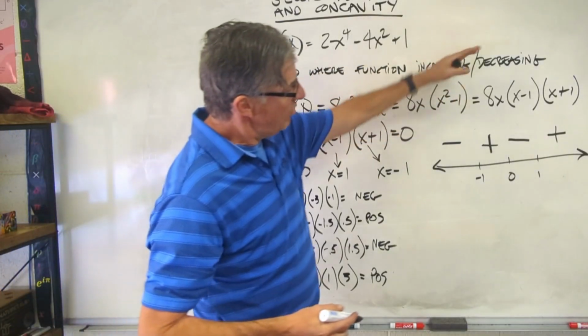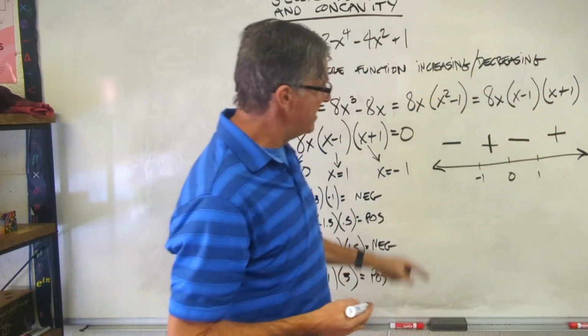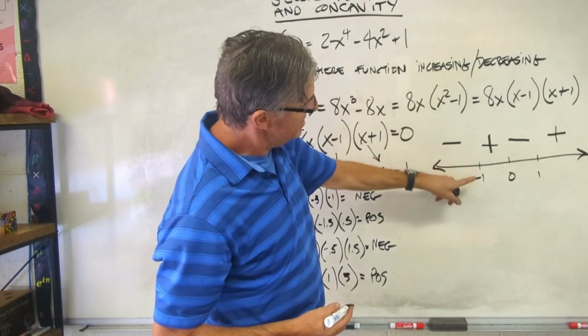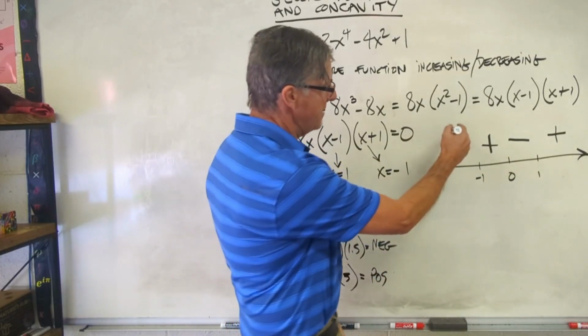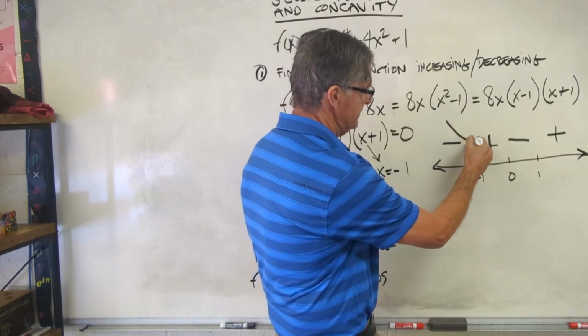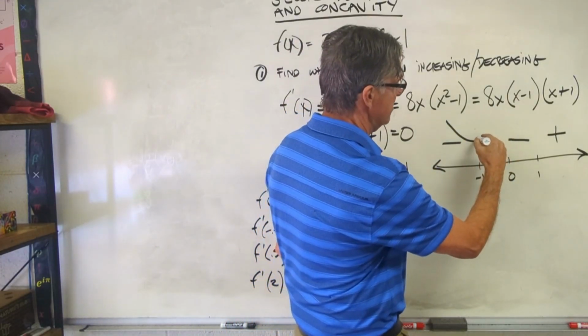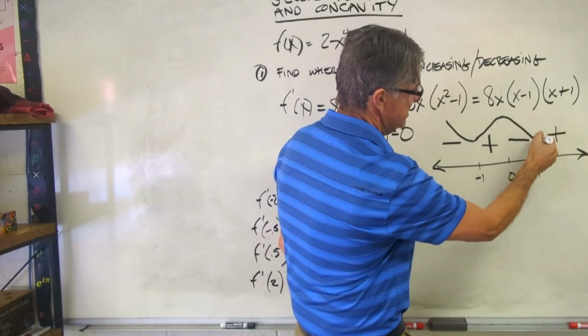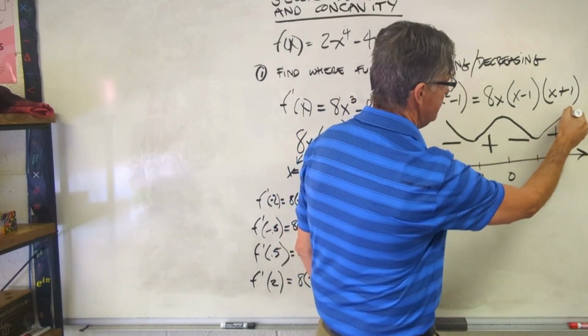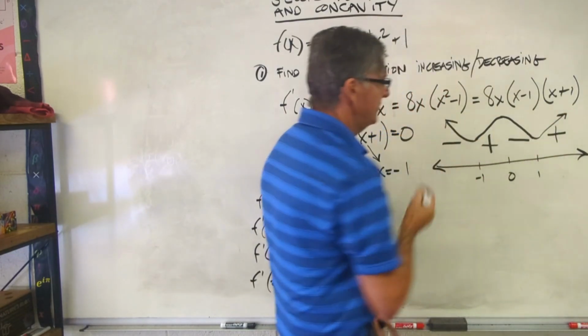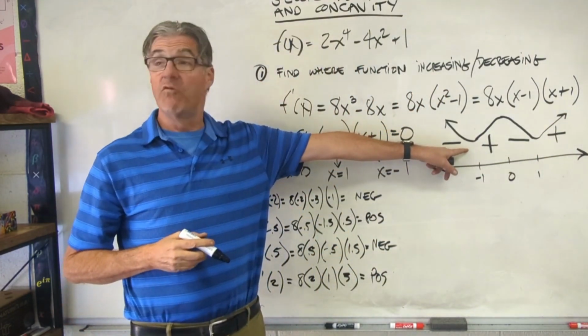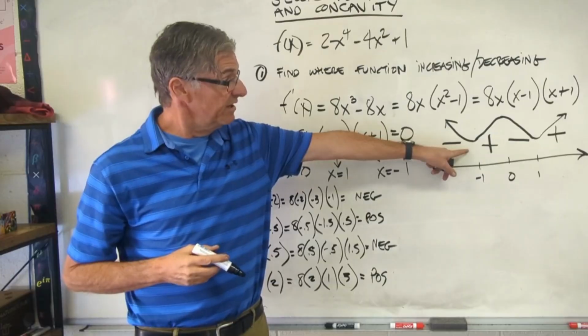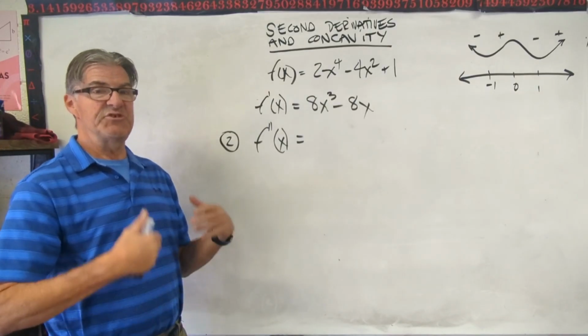So now I know what's going on. I can sketch roughly the wavy function over my number line. I'm decreasing until here, and then I'm increasing. So I can go like this, and then I'm increasing till 0, and then I'm decreasing, and I'm decreasing until 1, and then I'm increasing. So there's my rough graph of what the function is doing. Okay, let's do the next step.